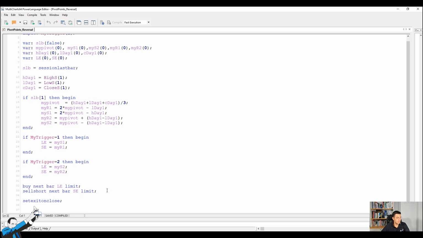Here, finally, we have the entry conditions. We will enter at the long entry level and at the short entry level with limit orders. And at the end of the day, we will close our positions. As we can see, the code is really simple, and with this command we can close our positions at the very last bar of the session.